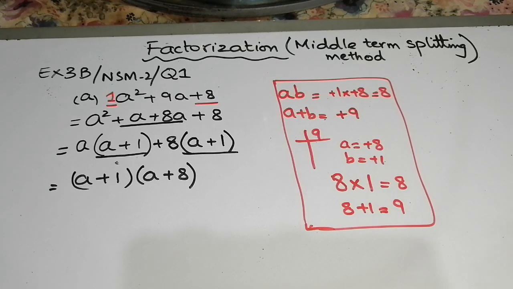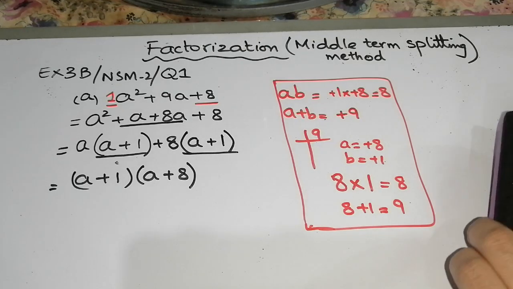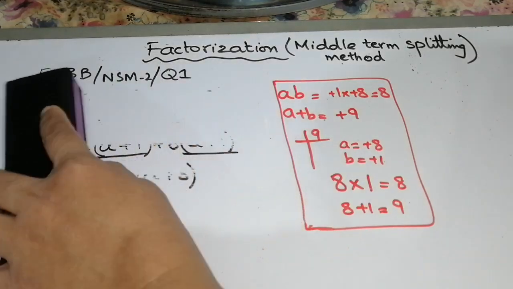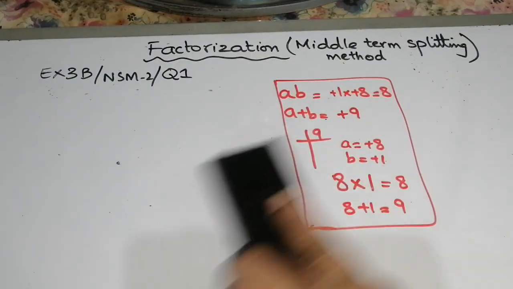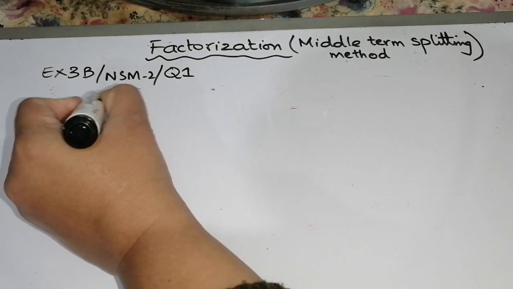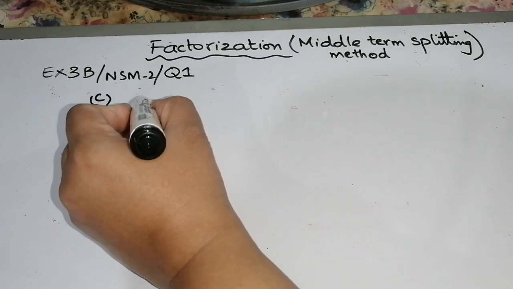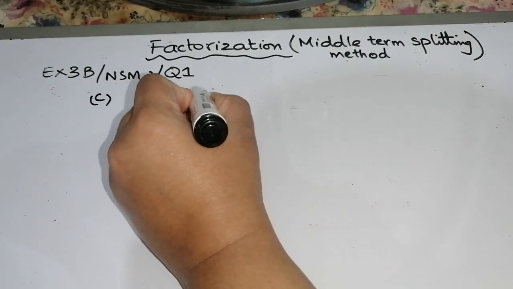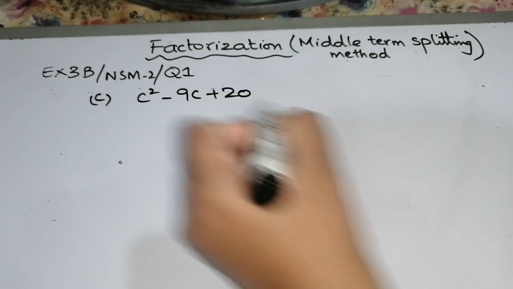So let's solve one more part in which there is a trick, because there is a negative sign involved. So let's see how to deal with the question if there is a negative sign. So I'm going to solve the C part of the same question. It is c square minus 9c plus 20.